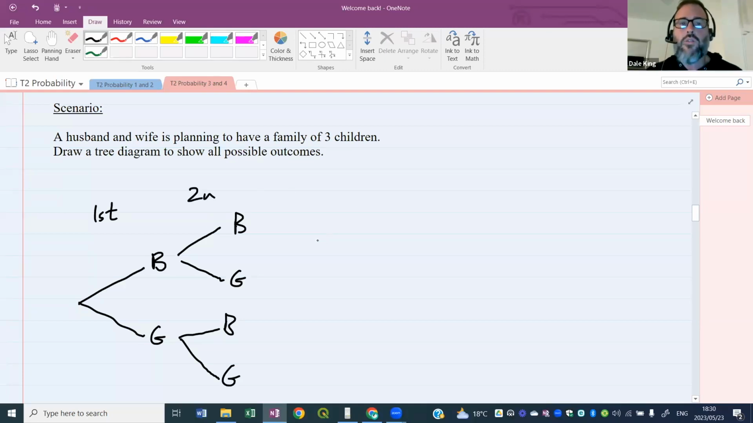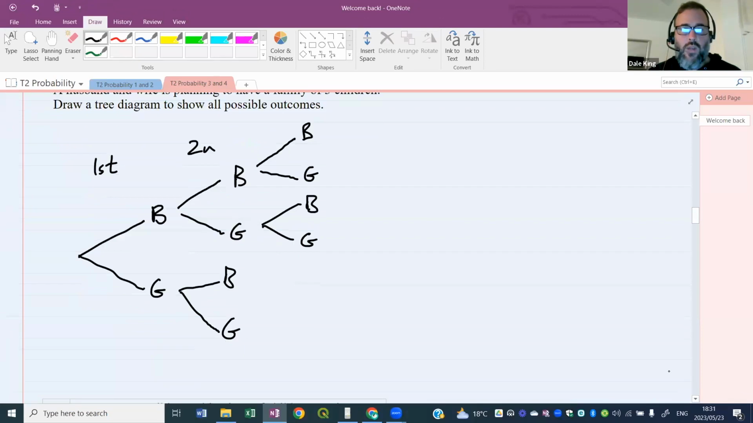All right, now we're going to do the third child. So we've got to go to each branch now. We're going to go to the first one, which is the second child is a boy. Once your second child is a boy, again, you have another child. You could have a boy or a girl. The spacing gets a bit difficult now. Or the second branch of the boy, which is a girl, the third child could be a boy or a girl. So on each branch of the second child, we have to do the third child, which could be a boy or a girl. This is the third child.